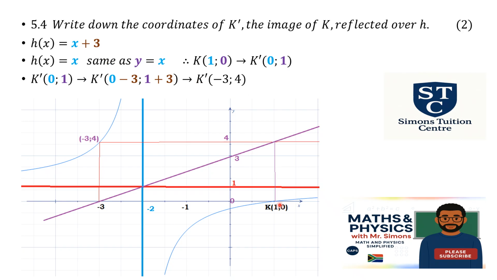So from here, if you want to, we've gone to that point there, 0. And from there, 3 units left. From this point here, we've gone to 1. And from 1, we move 3 units up. So therefore, (-3, 4).